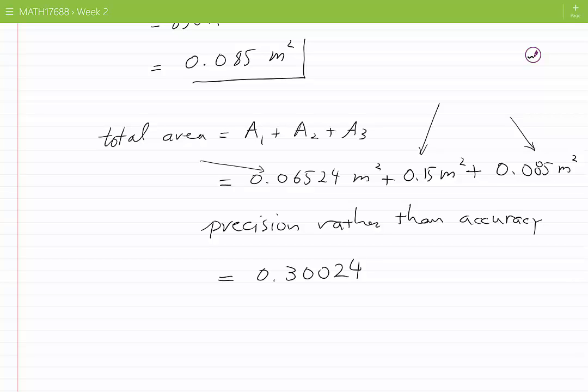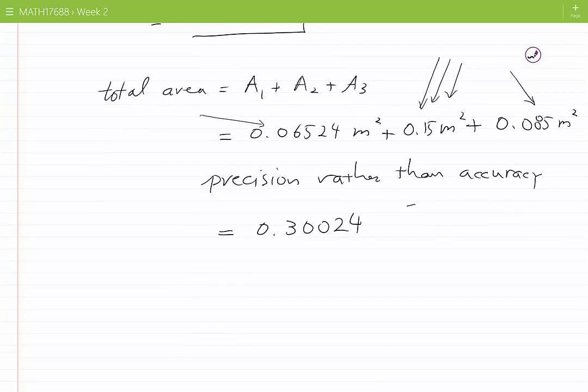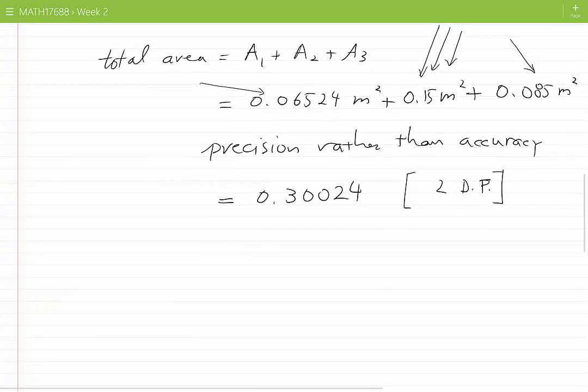The least precise number is 0.15, which is precise only to 2 decimal places. Therefore, only 2 decimal places of the final answer are reliable. We would round this number, therefore, to 0.30 square meters. And this would be the final answer to this problem.